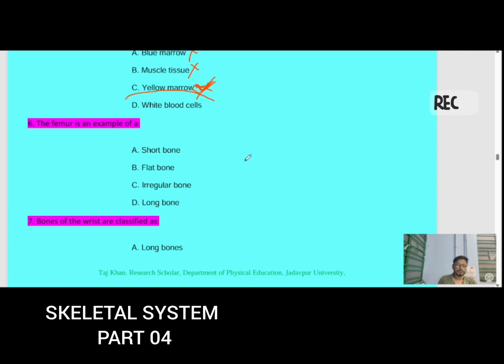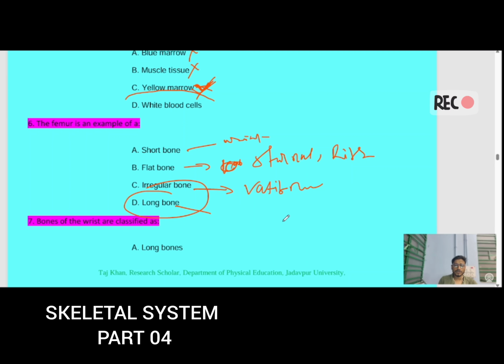Femur is an example of a long bone. Short bones occur in the wrist. Flat bones are the sternum, ribs, etc. Irregular bones are the vertebrae, and long bones are the femur, humerus, okay.